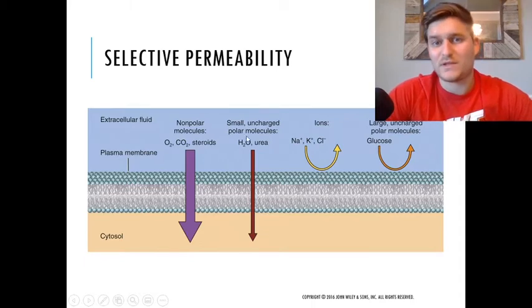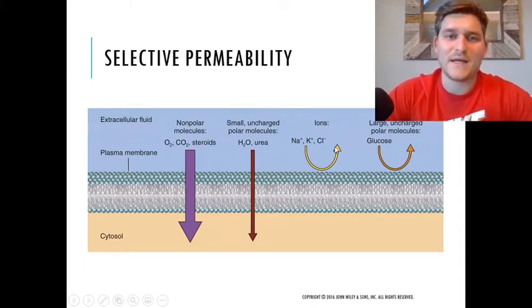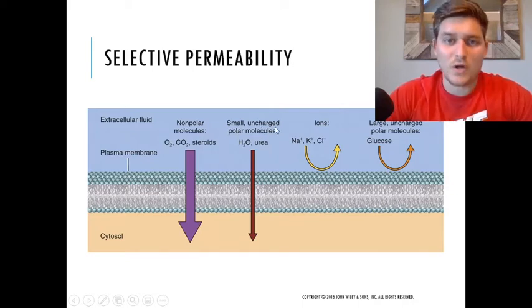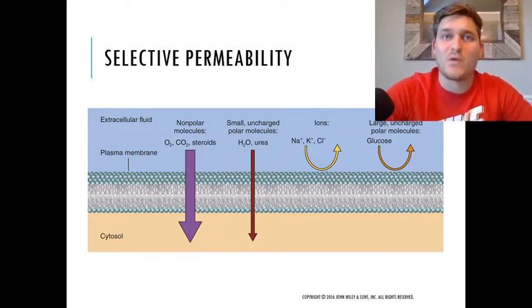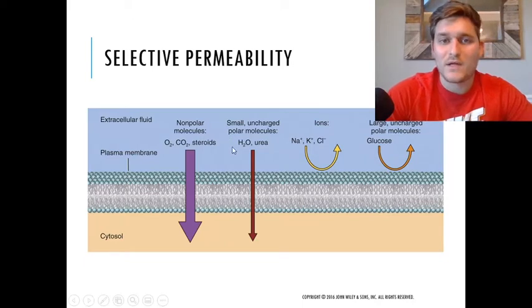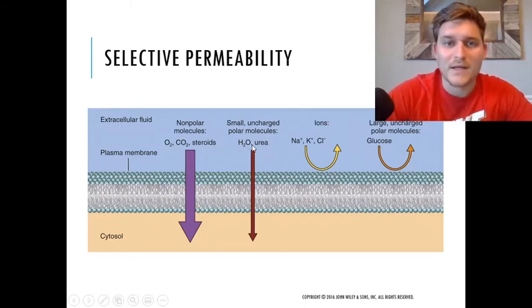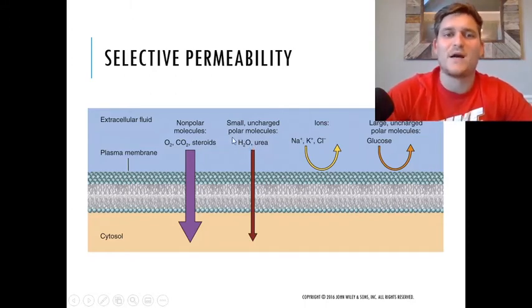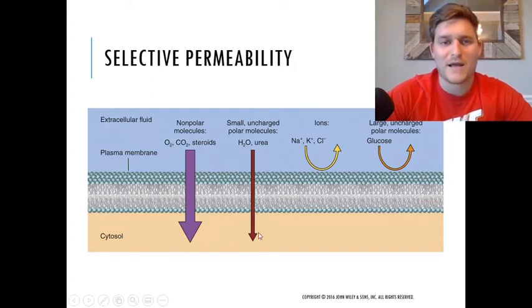The difference between small uncharged polar molecules and ions, again, is the charge. When you think about water, a small uncharged polar molecule, it just has partial positive and partial negative charges due to the polar covalent bond. The whole molecule itself does not have less or more electrons than normal, so it doesn't have an extra charge. So these small uncharged polar molecules are able to permeate the plasma membrane.